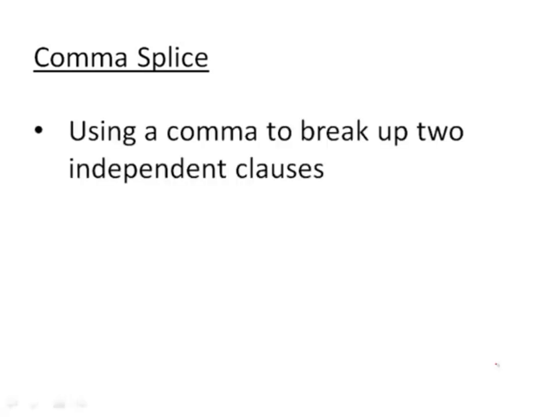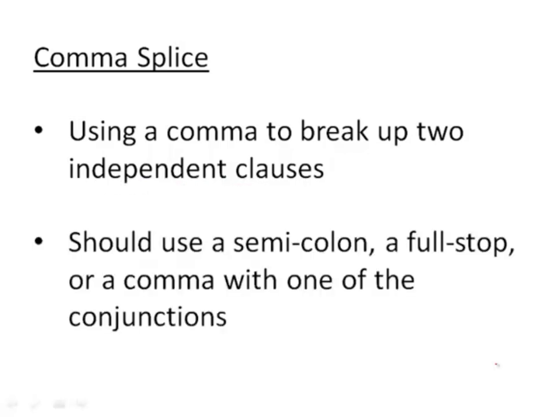In this video, we are going to talk about the comma splice. It is a very common error in writing. And because we're talking here about different types of sentences, compound, complex, and also sentence fragments, it's very important to understand what a comma splice is. First off, it's the use of a comma to break up two sentences or two independent clauses. And if you do see a comma splice, then instead of using a comma, you want to use a semicolon, a full stop or a period, or a comma with one of the conjunctions.